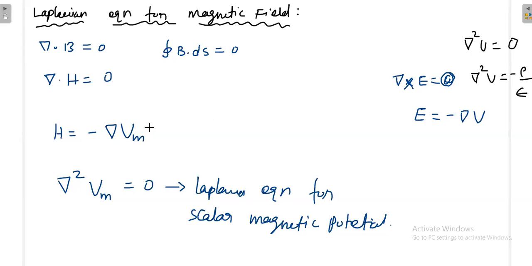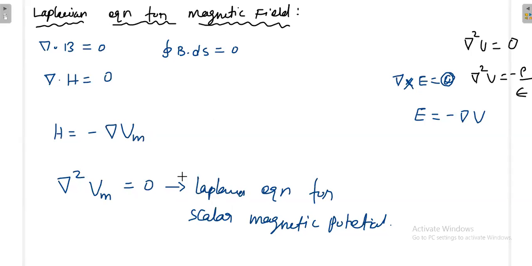H is equal to minus del Vm, where Vm means scalar magnetic potential. So del square Vm equal to 0. This is the Laplacian equation for scalar magnetic potential.